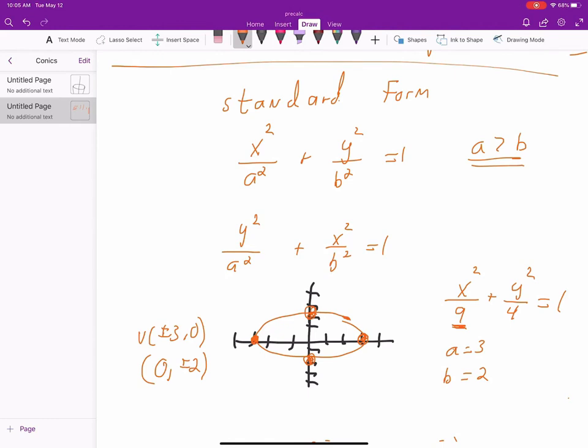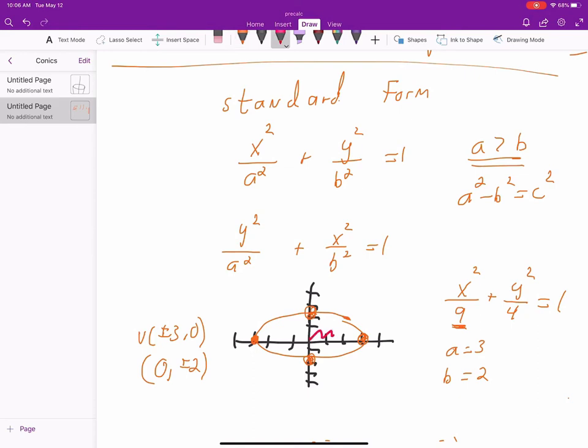Now, the other thing that is of importance to us are the foci points. How do we find those? There's a little relationship that says if you take a squared minus b squared, you get c squared, where c is the focal distance from the center, right here.